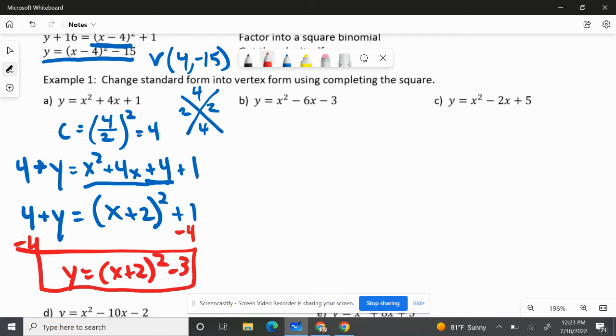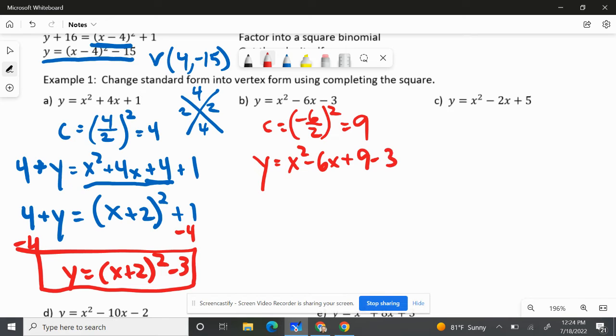Now, for the next one, we're going to do the same thing. We're going to start off with our c value. We're going to go -6 over 2 squared. -6 divided by 2 is -3. Squared gives us a 9. So we have y equals x squared minus 6x plus 9. And remember, whenever we add something on one side of the equation, we do the same thing on the other.